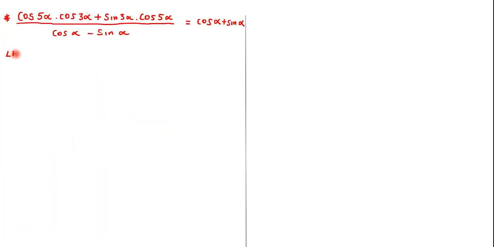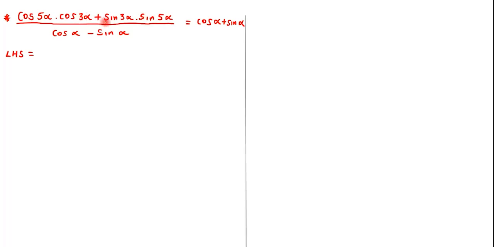So basically now we're going to focus on the left hand side. What we see on the left hand side, on our numerator we have cos 5 alpha times cos 3 alpha plus sine 3 alpha times sine 5 alpha. So basically this is supposed to be sine. Just made a mistake here.